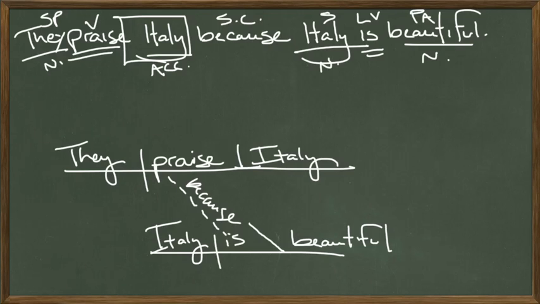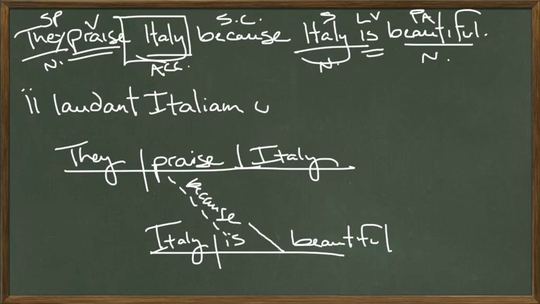I'd love to go. Alright, if we translate this into Latin, they would be, we'll just make it the general they, ii laudant. Ii laudant Italiam. Ii laudant Italiam, you can say quia or you can say quod. Either one really works. Ii laudant Italiam quod Italia. This is now in the nominative case, Italia est. We could say pulchra, or we could say bella. I like bella.